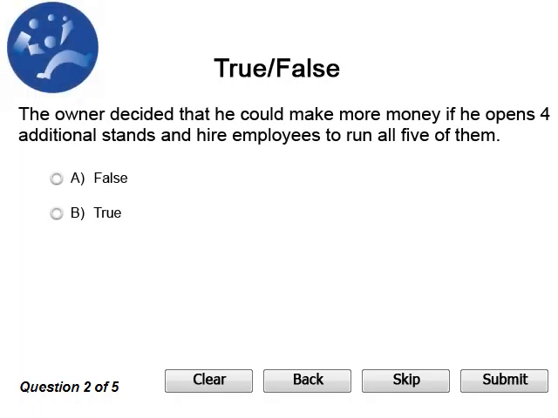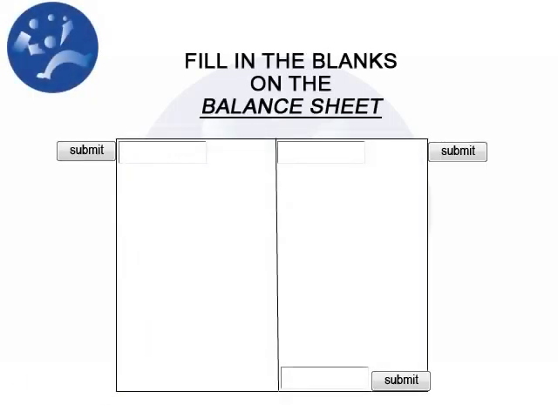Type the answer in the box. Select whether the statement is true or false. Let's see how well you know the balance sheet. Enter the correct names of each blank category. If you need help, scroll each blank box and a hint will appear.